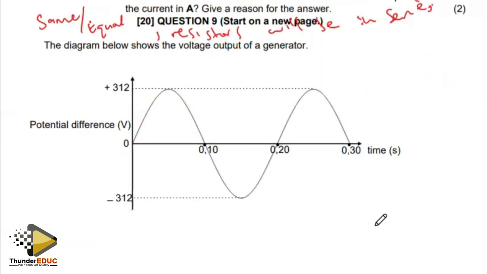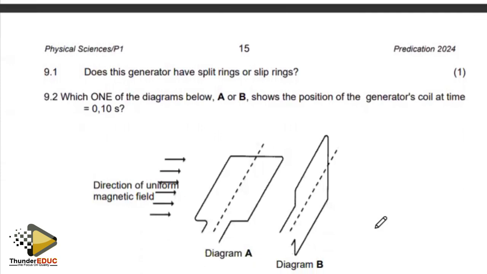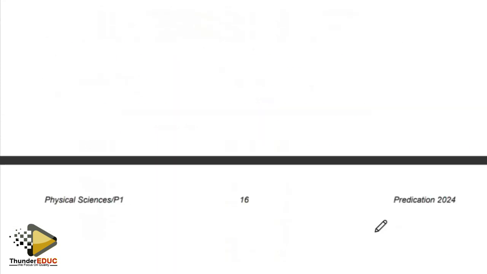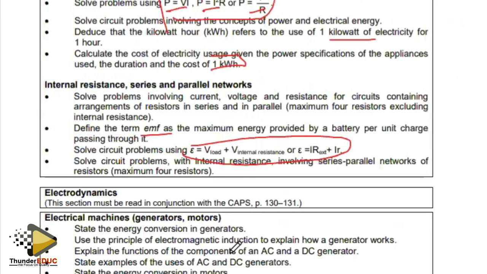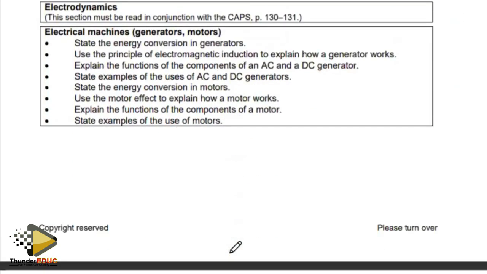Question number 9, that is electromagnetism. Let's go back here. It said electrodynamics. We need to look at electrical machines, that's the generators and the motors. We need to be able to state the energy conversion in the generators. What does the generator do? What does it convert? So it converts mechanical to electrical. What do motors do? Motors convert electrical to mechanical. Okay, use the principle of electromagnetic induction to explain how generators work, using those Fleming's left and right hand rules, and so on.